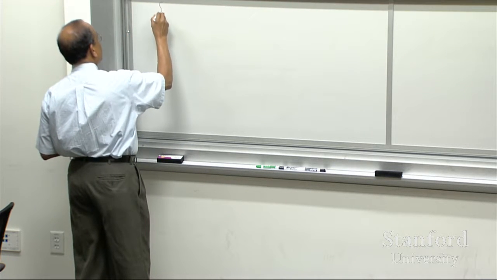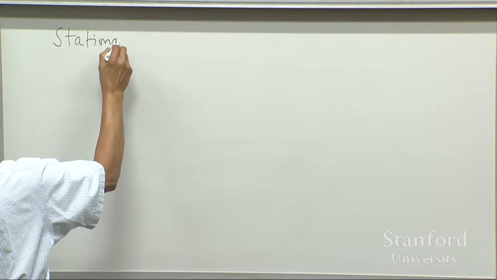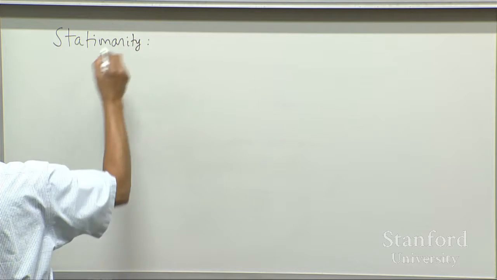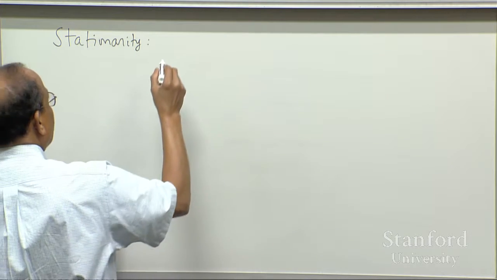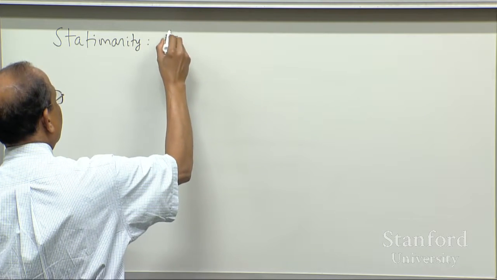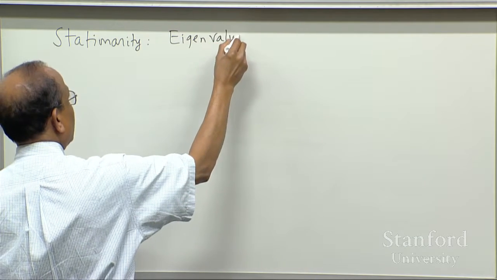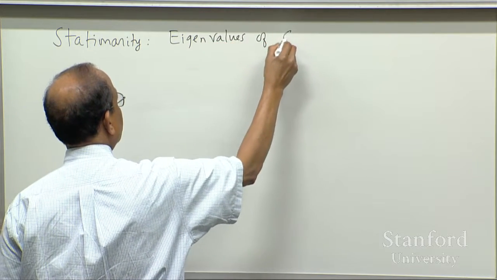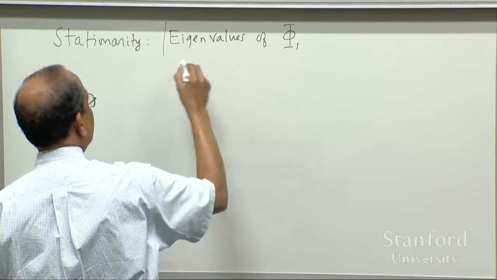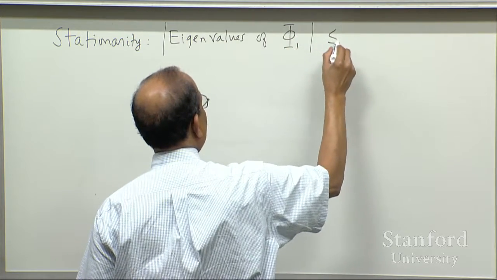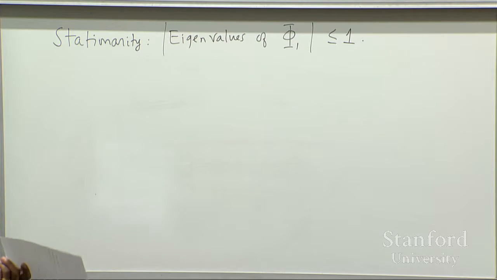So the other concept that you need to worry about when it comes to time series is stationarity. As I mentioned before, if you know how to compute the eigenvalues of the AR1 matrix, essentially the eigenvalues of this matrix pi 1 in absolute value should be less than or equal to 1. That is the condition that we need to find out.